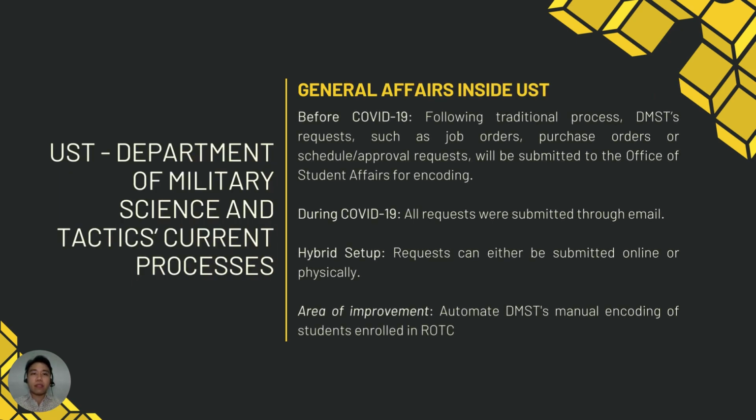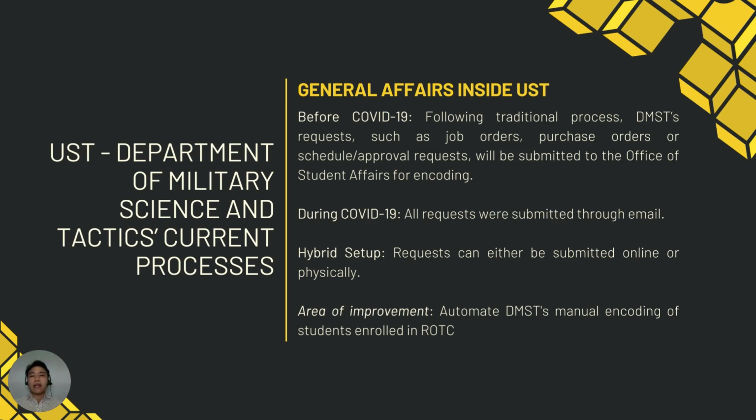On the UST Department of Military Science and Tactics current process, the COVID situation had shifted the educational learning and its processes to online. Daily tasks and affairs between the DMST and UST adopted the work from home approach, or working remotely. Before COVID-19, it followed the traditional process wherein requests, such as job orders, were submitted to the Office of Student Affairs for encoding. During COVID-19, all requests were submitted through email. For the hybrid setup, requests can be submitted either online or physically.